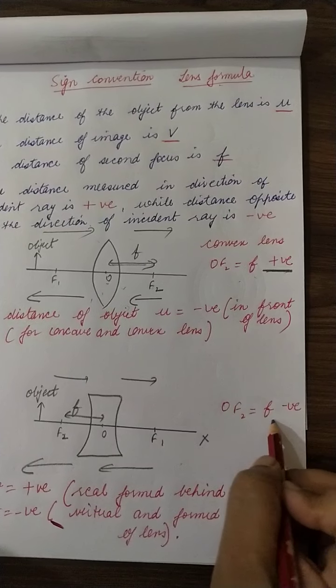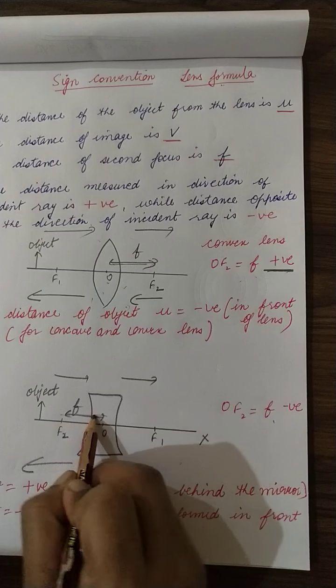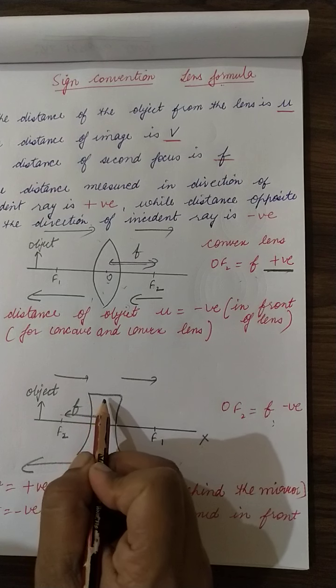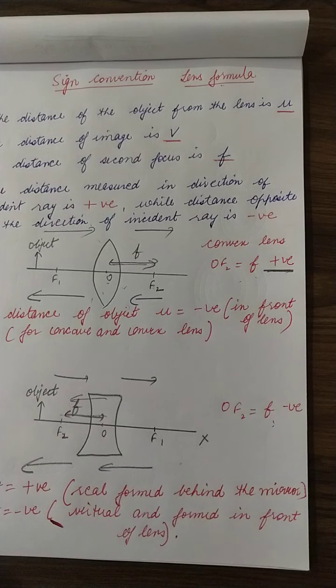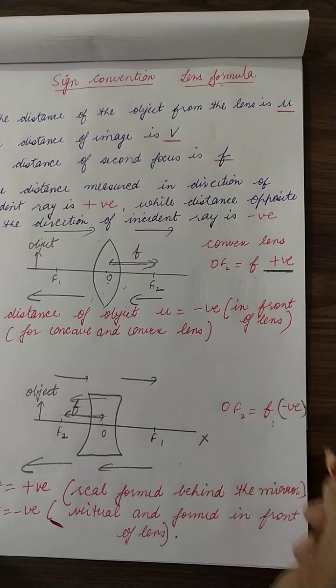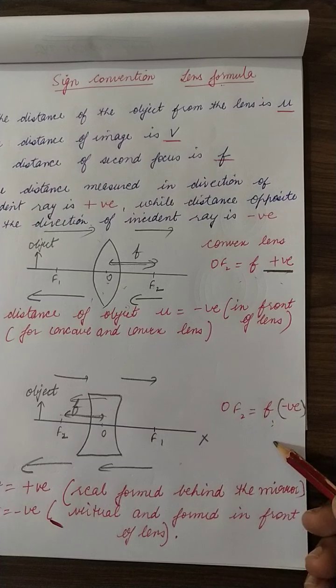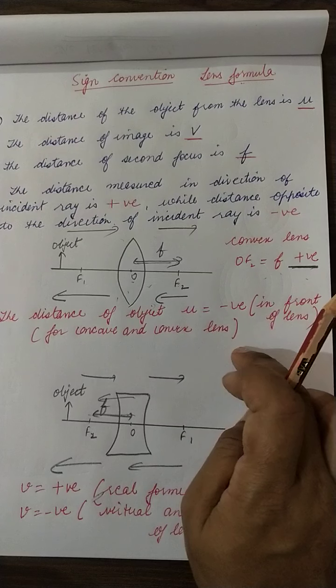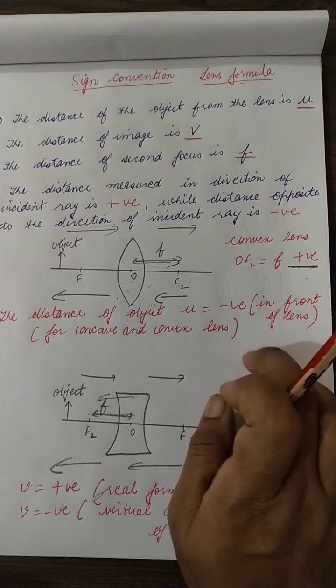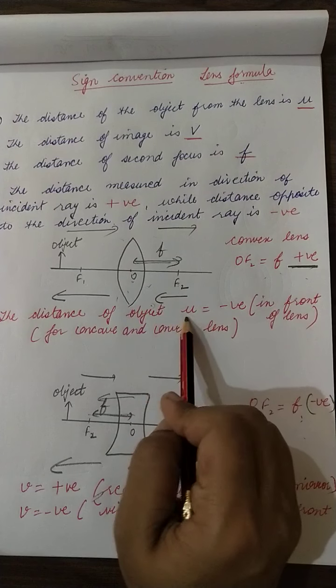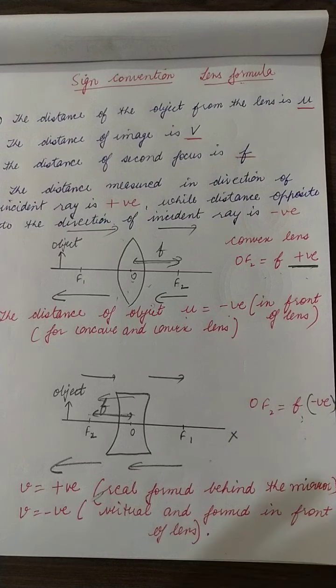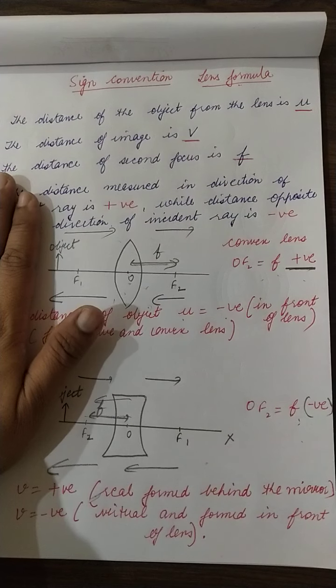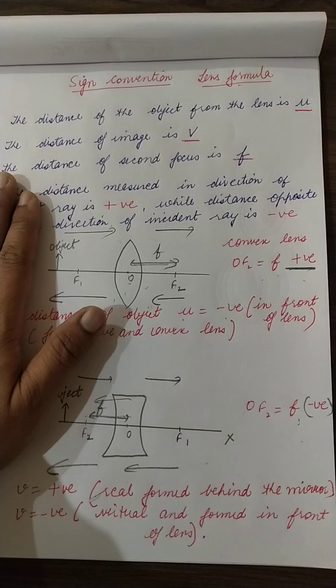Now, in case of a concave lens, this distance is taken as negative. As you see, this is forming opposite to the incident ray, right? So it is taken as negative. This is positive, this is negative, right? Next thing, u is always negative. Whenever the object is in front of the lens, whether it is a concave lens or a convex lens, in both the cases, when the object is in front of the lens, the value is taken as negative, right?